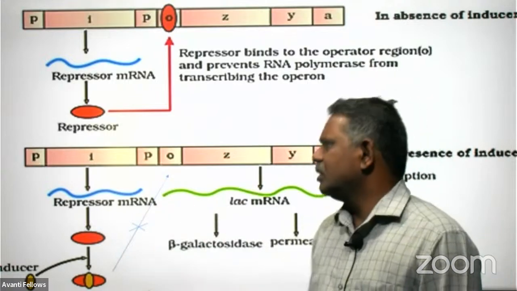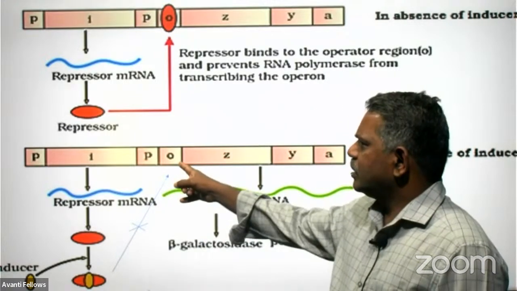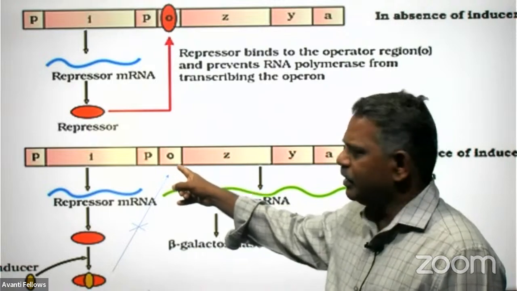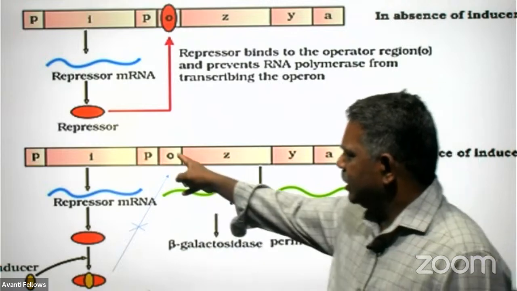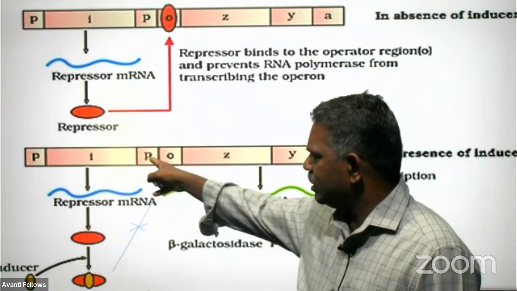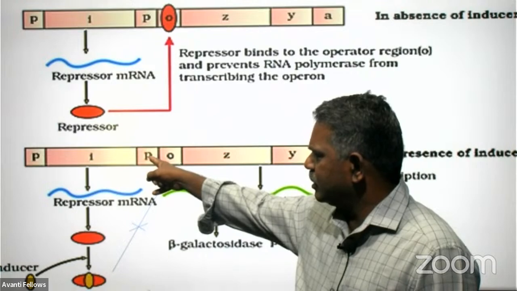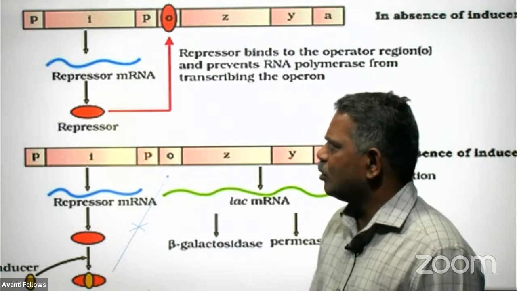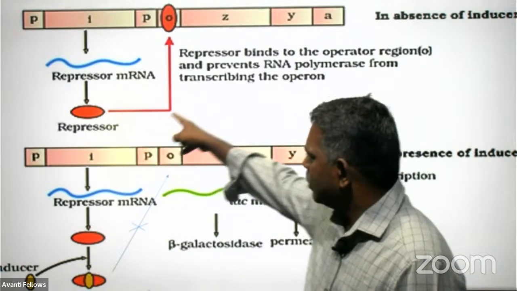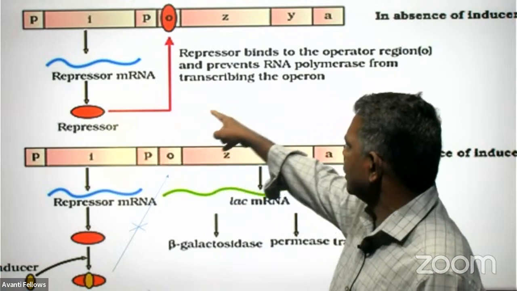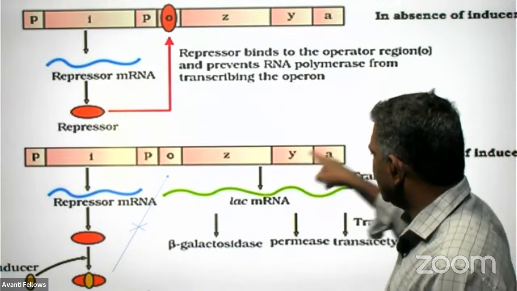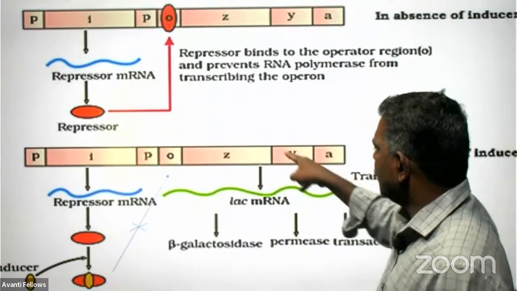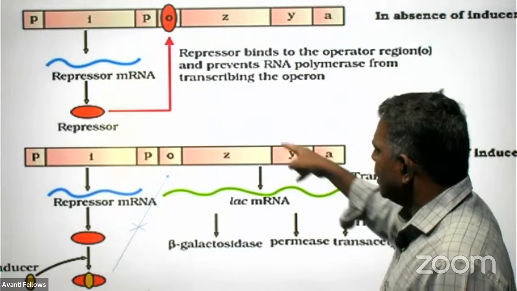You see the diagram here. Now the operator is not off, it is on only. So what will happen? It produces mRNA and protein, and it is stimulating that P gene, the promoter gene. The promoter gene produces what? The mRNA and the protein that will stimulate the structural genes Z, Y, and A. So the Z, Y, A structural genes produce what?